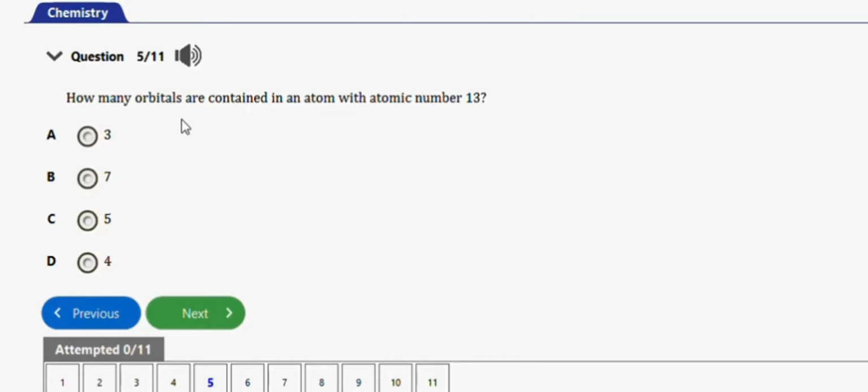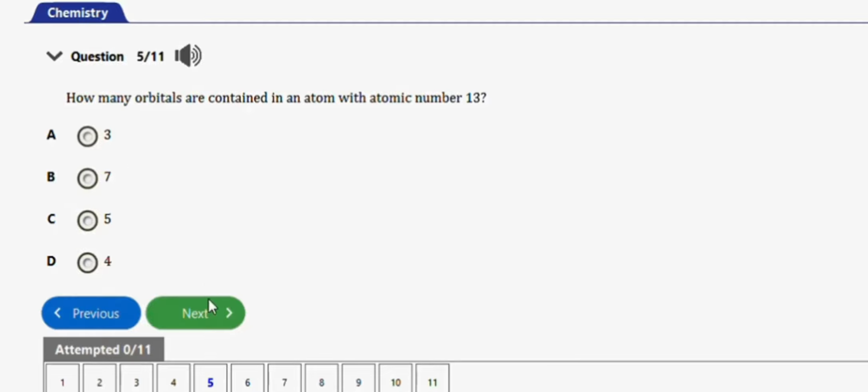So when you check the arrangement, we have 3 shells. So these 3 shells represent the orbitals. So how many orbitals are contained in an atom with atomic number 13? Since the arrangement has 3 shells, K, L, and M, this shows that it will be 3 orbitals. So option A is the right answer to this question. It's as simple as this.